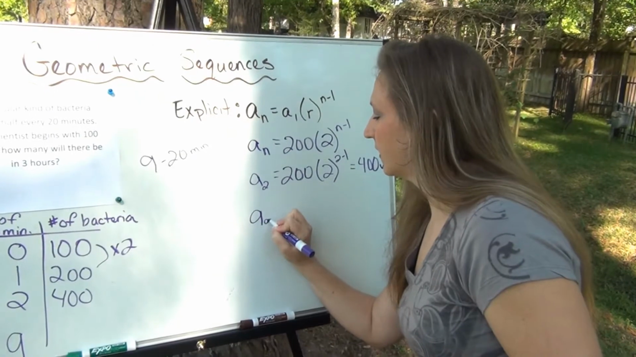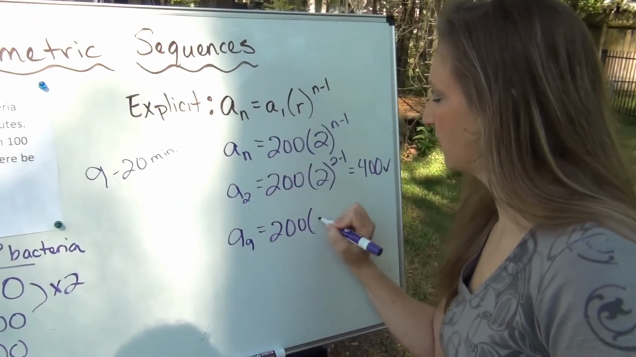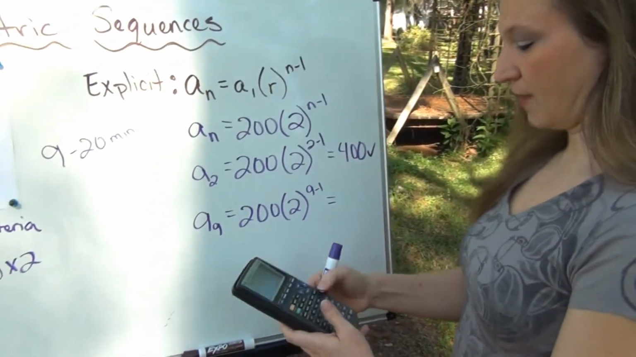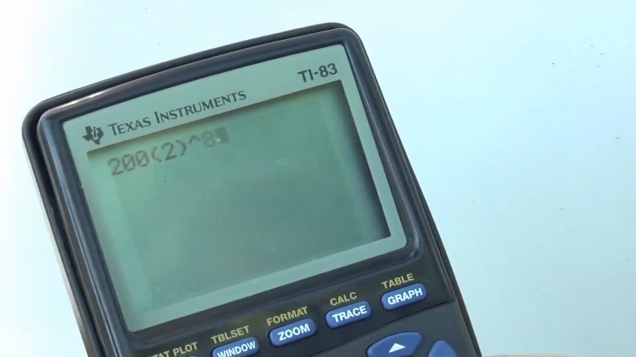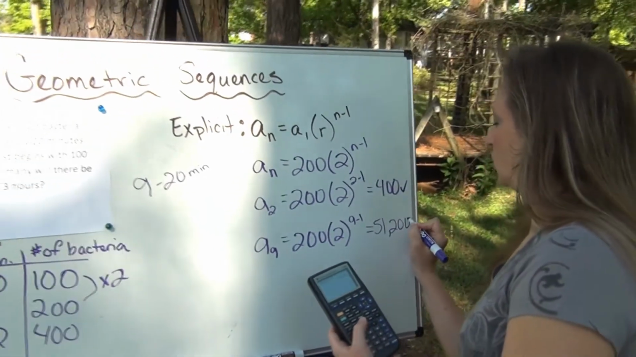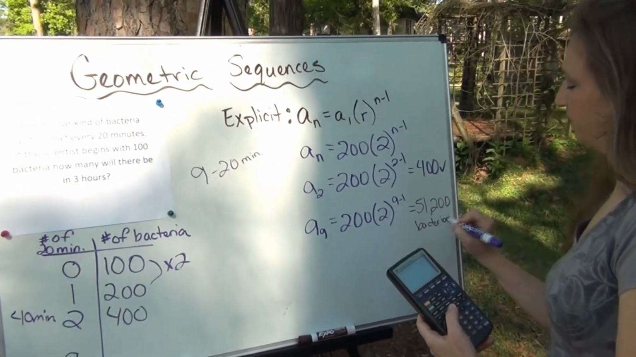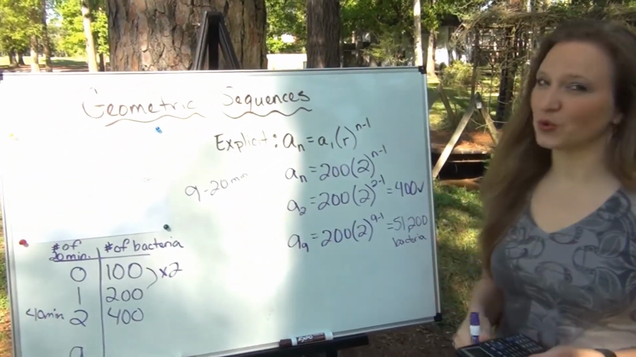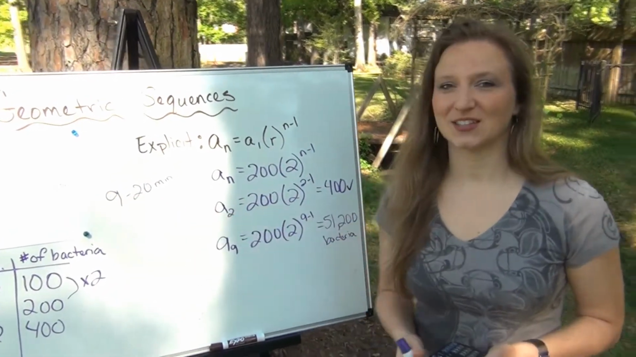So I'm going to find A sub 9 and plug that into my formula. 9 minus 1. So I'm going to type into my calculator 200 times 2 to the 8th power, which is 51,200 bacteria. So that's how many bacteria will be in 3 hours. Make sure to check your rule because that always helps make sure that you have a really good working rule before you start to answer the question.